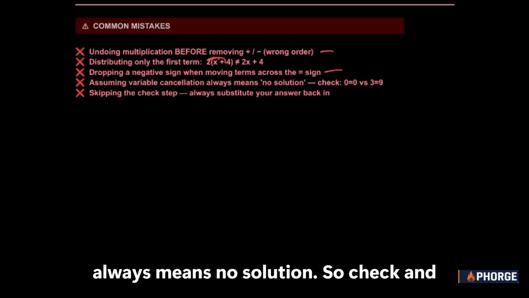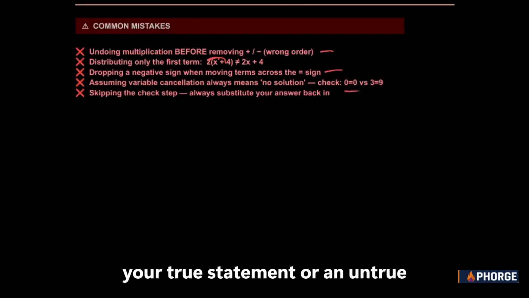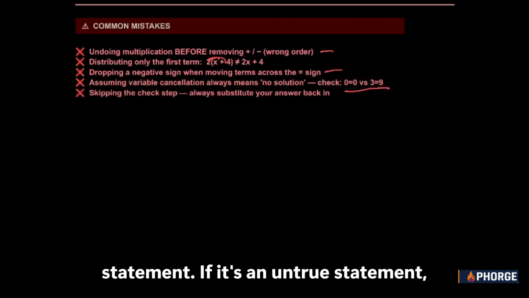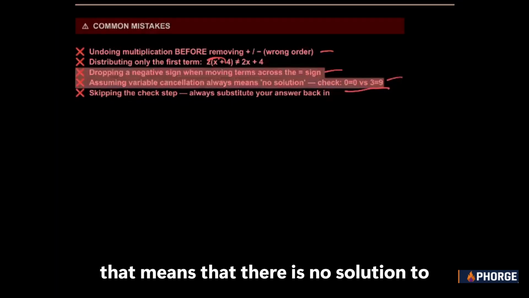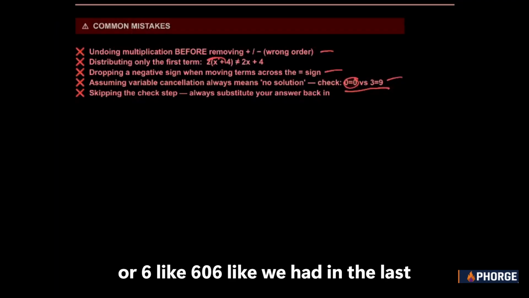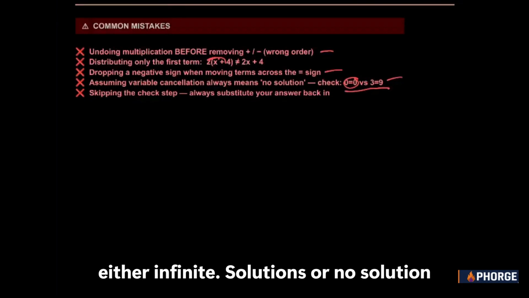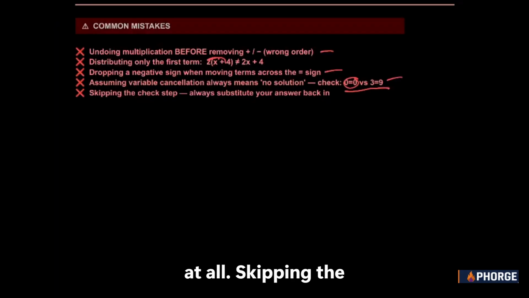Assuming variable cancellation always means no solution. So check, and you need to simplify all the way down until you get a true statement or an untrue statement. If it's an untrue statement, that means that there is no solution to the answer. But if you have like 0 equals 0 or 6 equals 6 like we had on the last problem, that's how you know that it's either infinite amount of solutions or no solution at all.